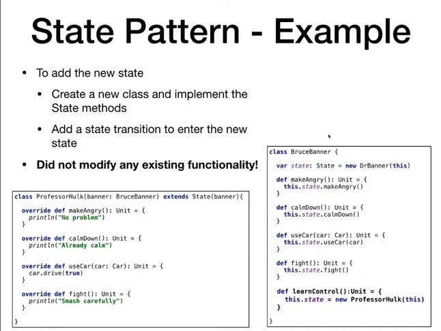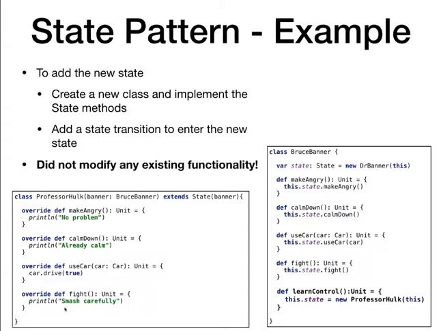And then we have to add some state transition. We have to get into the state somehow. And we're going to put that right in the Bruce Banner class. There are other ways we could do this. But we'll put it right in the Bruce Banner class, add this learn control method, and once he learns to control his anger, he's going to move into this Professor Hulk state.